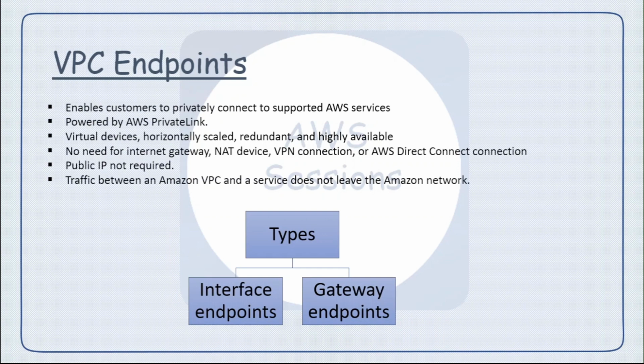Suppose you are trying to access an S3 bucket. In a normal scenario, when you connect to S3, the traffic goes via the internet. But with a VPC endpoint, the traffic does not leave the Amazon network. It stays within the network. There are two types of endpoints, interface endpoints and gateway endpoints. I'll cover these one by one, and then we'll create these as well in the demo.